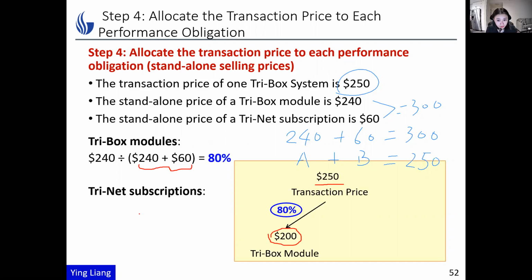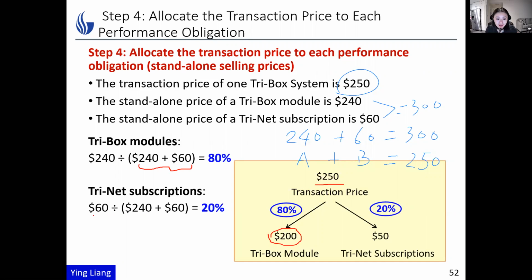The next is the subscription. The standalone price is $60 and the total is $300, right? So I want to know how much it counts in the total price. It counts for 20%. And then I'm going to allocate, now the price in total is $250. I know that the subscription counts as 20%, so I multiply by 20%, which equals $50. And that is how we're going to allocate the transaction price to each obligation.